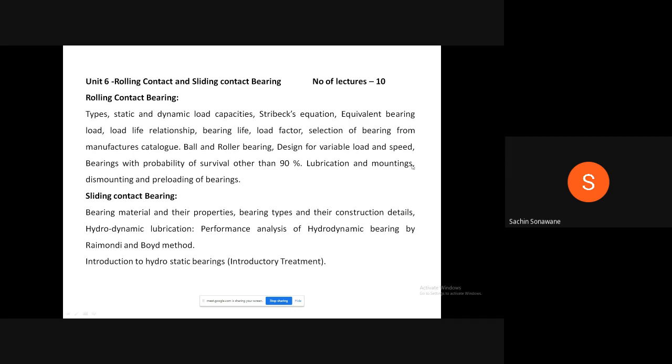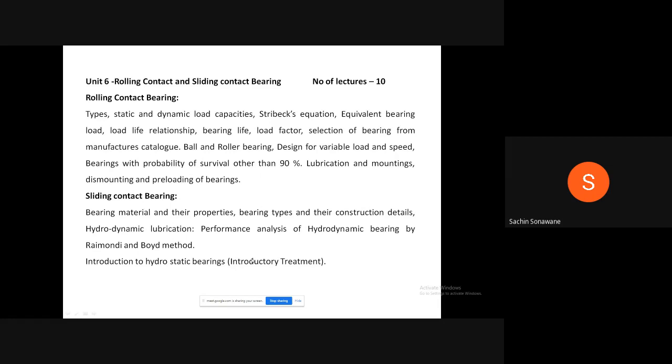lubrication and mountings, dismounting and preloading of bearings, sliding contact bearing, bearing material and their properties, bearing types and their construction details, hydrodynamic lubrication, performance analysis of hydrodynamic bearing by Raimondi and Boyd method. Introduction to hydrostatic bearings. It is only for introductory treatment.